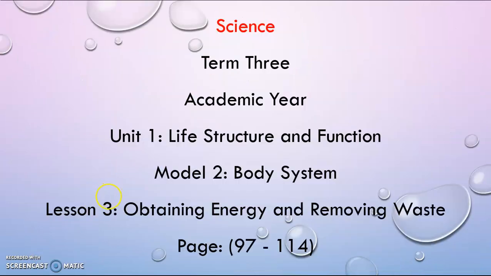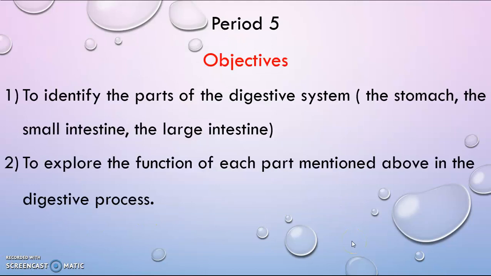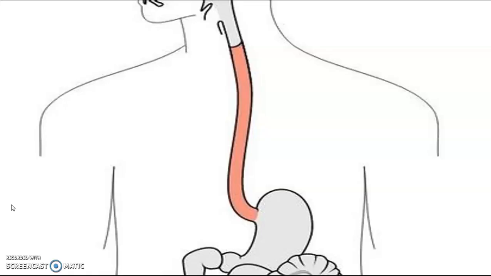We are still in Unit 1, Lesson 3, Obtaining Energy and Removing Waste. In this period, we are going to identify the rest of the parts of the digestive system: the stomach, the small intestine, and the large intestine. We are going to explore the function of each part in the digestive process. First of all, when the food leaves the esophagus, where will it enter?